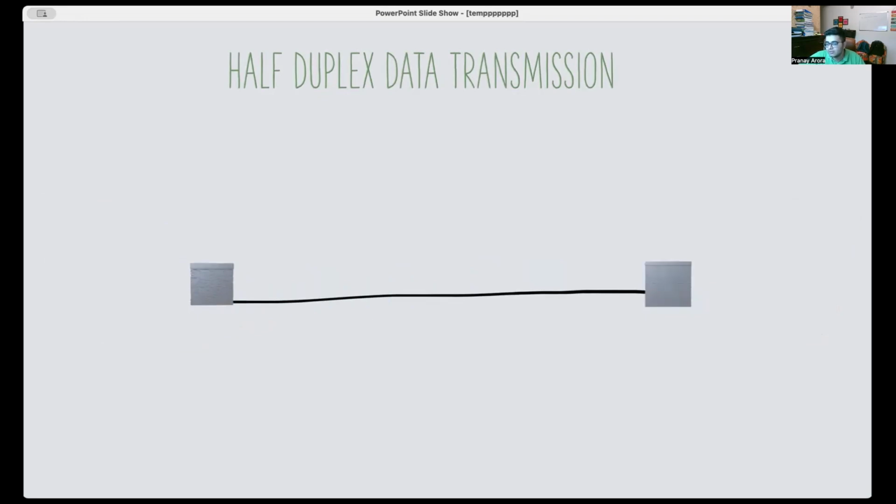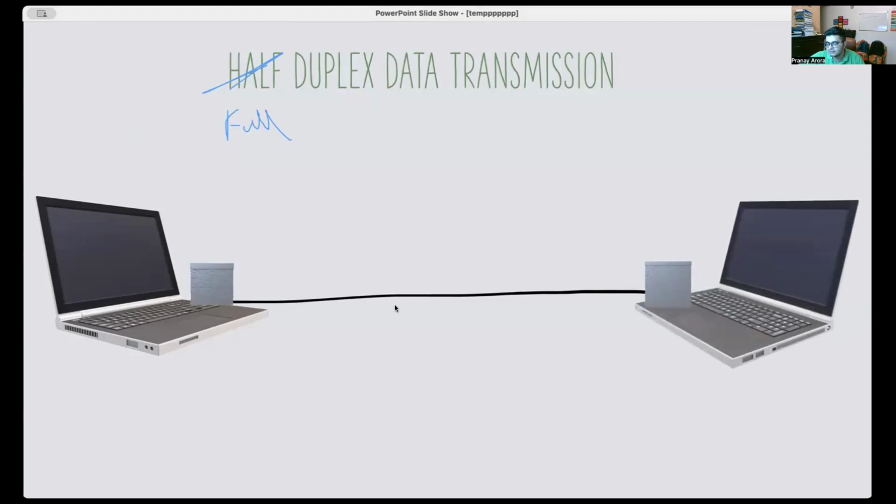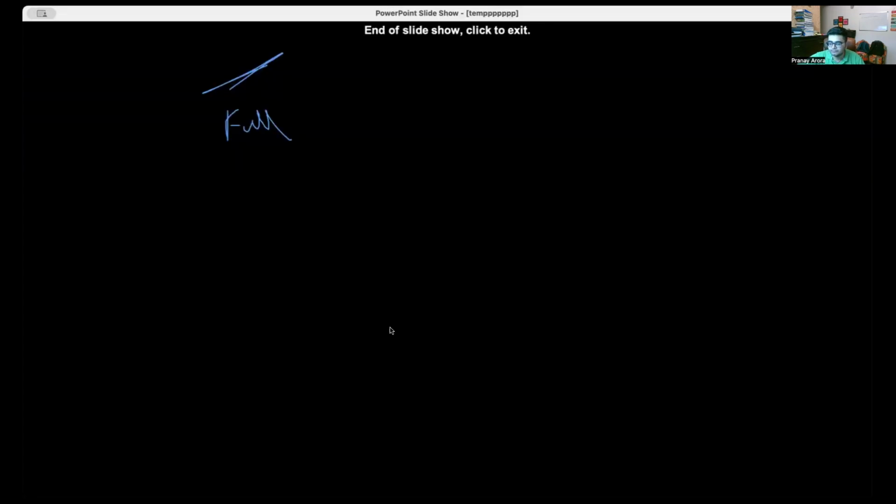Whereas when we talk about full duplex transmission, please ignore this. This is not half. This should be full. Let me just rectify that. It should be full duplex data transmission. When we talk about full duplex data transmission, the data can travel in both directions, from the sender to the receiver, receiver to the sender, and at the same time too.